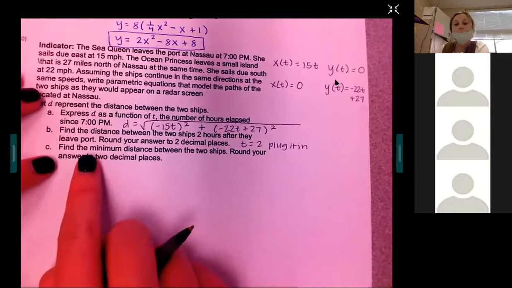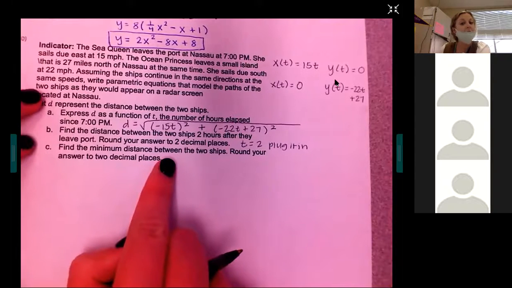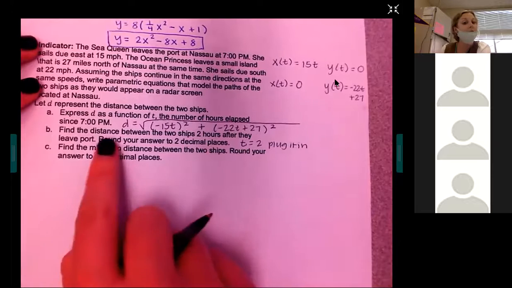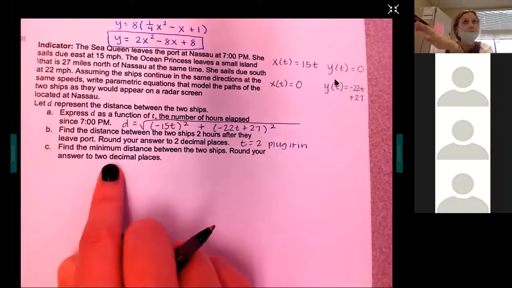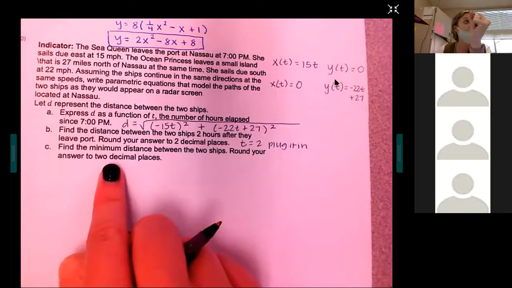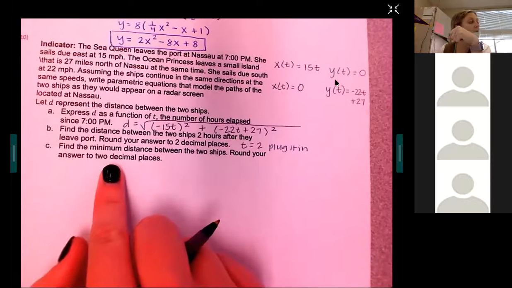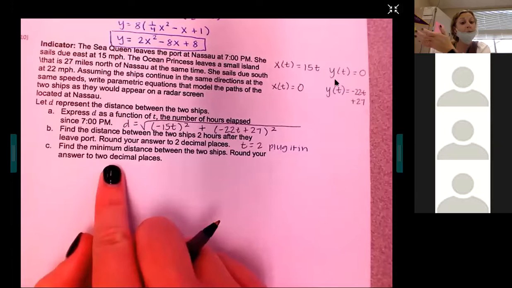All right, for this one, find the minimum distance between the two ships. I don't know why some of y'all plugged 2 in. Did I tell you in part C, this is a completely different question, listen carefully. Did I tell you in part C that the time was 2? Then why are some of y'all putting 2 in? Because I saw your papers. We don't know. I didn't tell you what time it was.